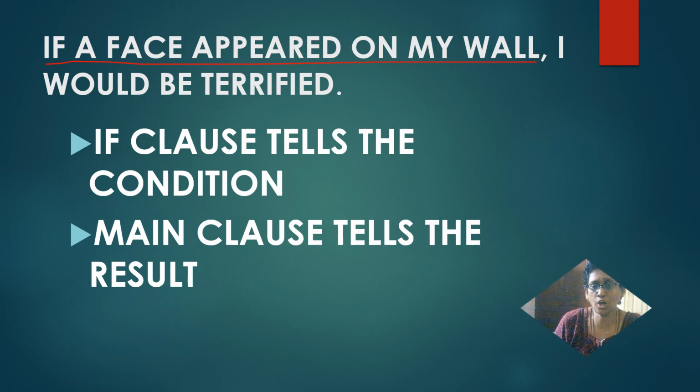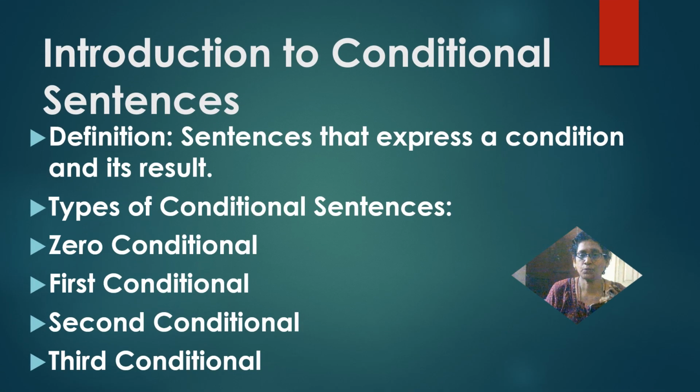So now main clause tells the result of the condition. What happens? A face appeared on my wall. What will I do? I would be terrified. So main clause tells the result. If clause tells the condition, main clause tells the result. Got it? So now we know what is a conditional sentence: sentences that express a condition and its result.